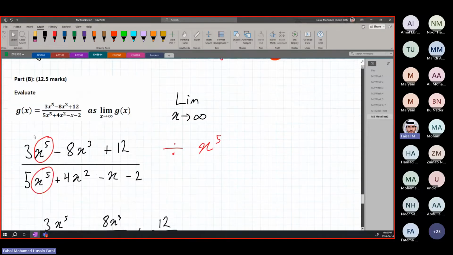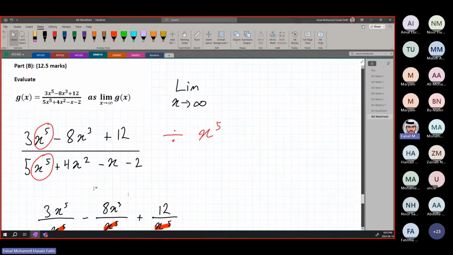So I know that all of you are just going to say 3 over 5. We know the limit. Yes. But do you understand why that is the limit? Do you know how to simplify it?